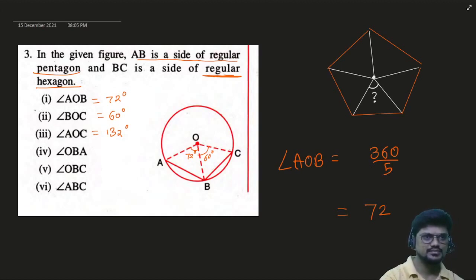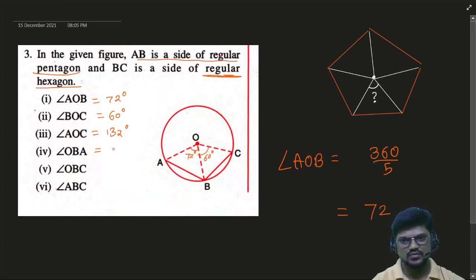Ashutosh, can you answer? Sir, angle OBA? 54. Okay, very good. That's 54. Ashutosh, tell how it will be 54. Sir, because it's an isosceles triangle. So 180 minus 72 gives that much, and we divide it in half. Perfect, very good. So this will be 54 degrees.